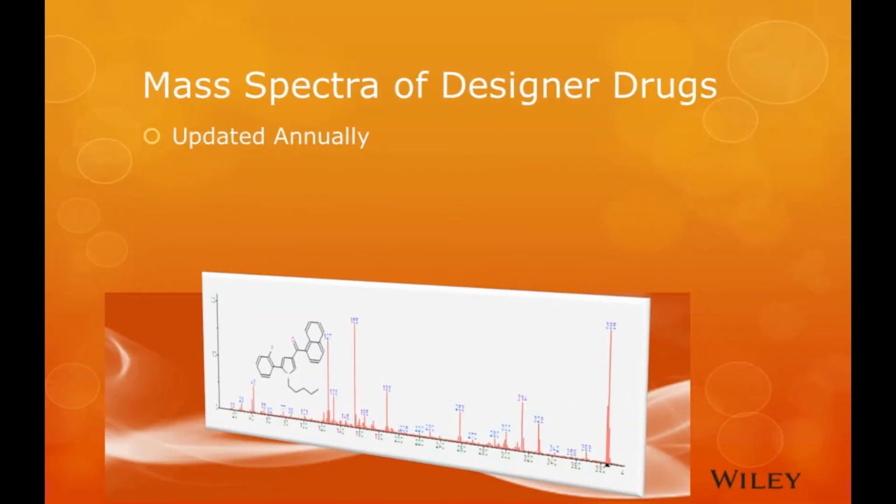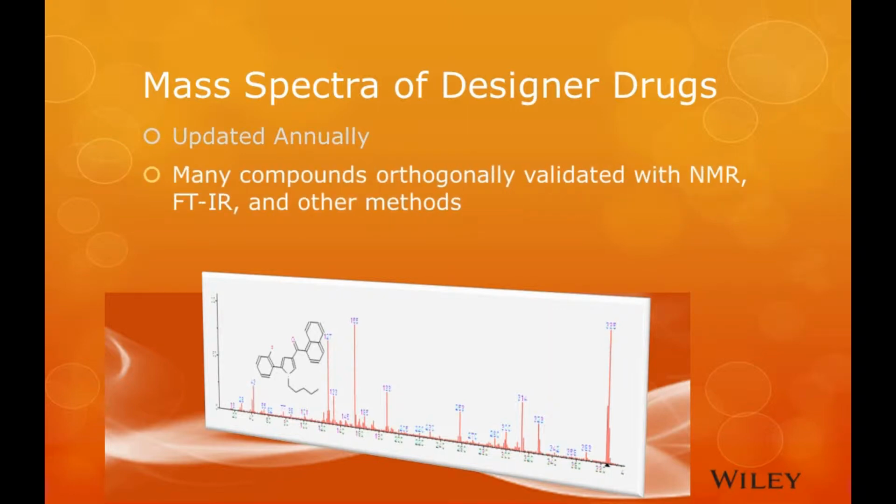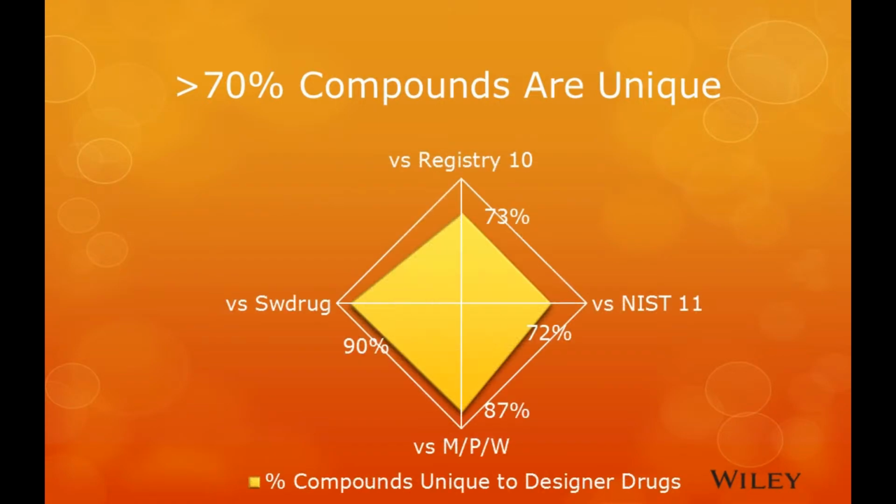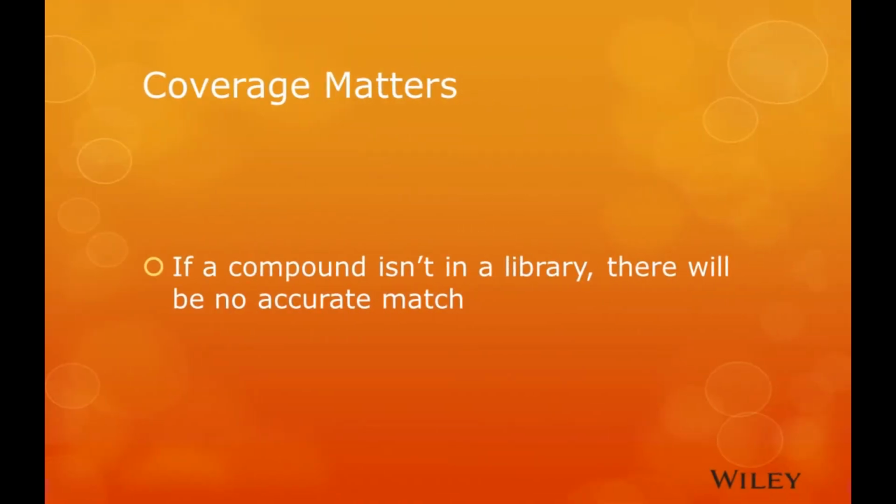Mass Spectra of Designer Drugs is updated annually, and it contains many compounds that are validated orthogonally. In addition, over 70% of the compounds appear nowhere else. So when we compare it against other databases such as the Wiley Registry, the NIST, the MPW, or even the SWGDRUG, we find that between 70 and 90% of the compounds are unique. And remember that if a compound is not in a library, there will be no accurate match.